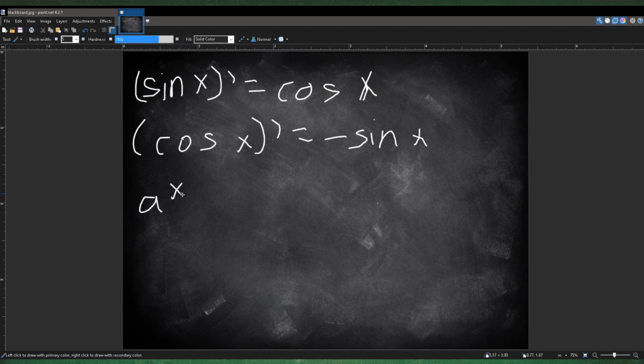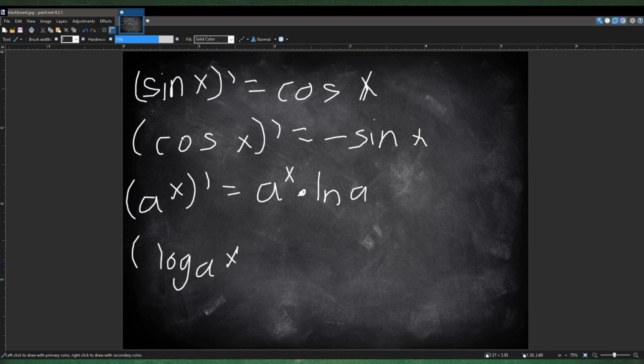And you need to know the derivative of a to the x is equal to a to the x times ln of a. Sorry, that is a to the power of x, and then you still multiply by ln of a. And then the derivative of log base a of x is equal to 1 over x times ln of a. So these are the only 4 that you need to memorize.